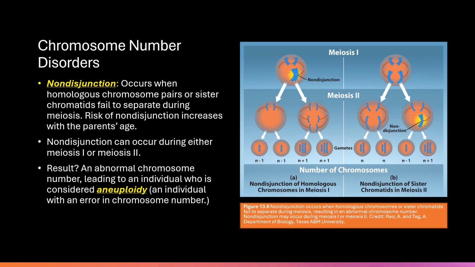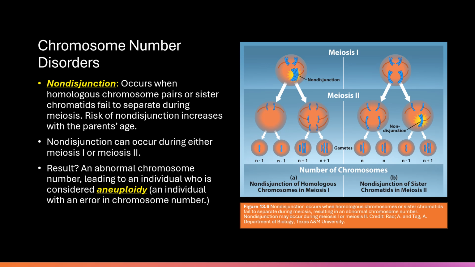So now let's talk about chromosome number disorders. Once again, hitting on a vocabulary term, non-disjunction occurs when homologous chromosome pairs, or those that look alike and are together, or sister chromatids, fail to separate during meiosis. The risk of non-disjunction does increase with the parent's age, and typically we see this with an increase in the mother's age as the eggs age.